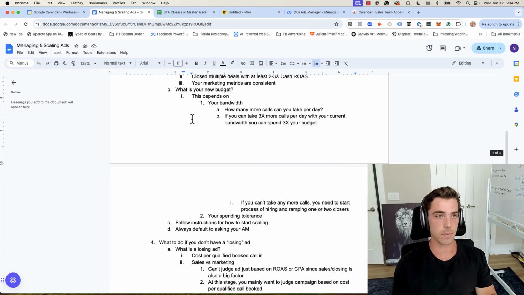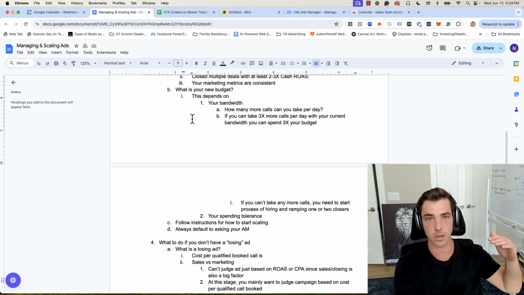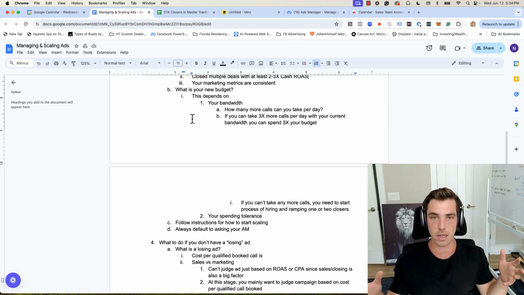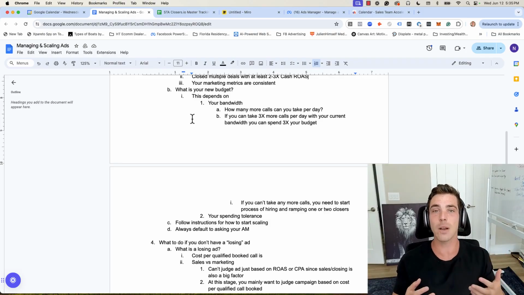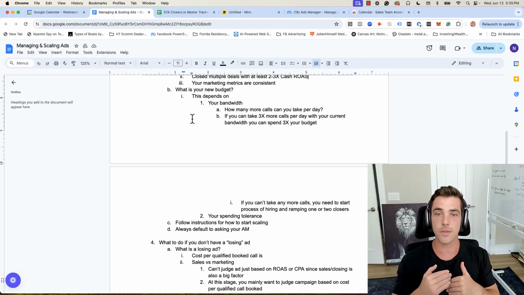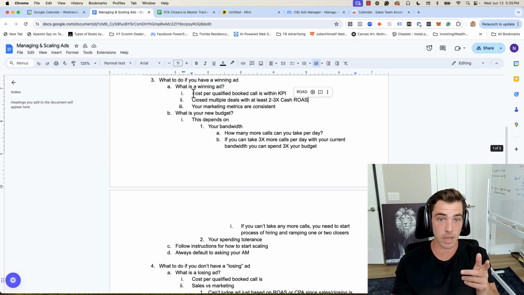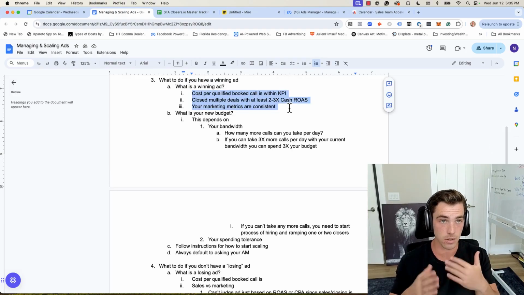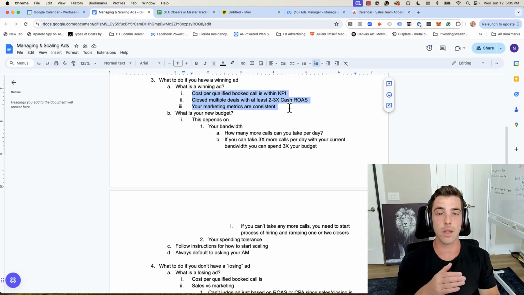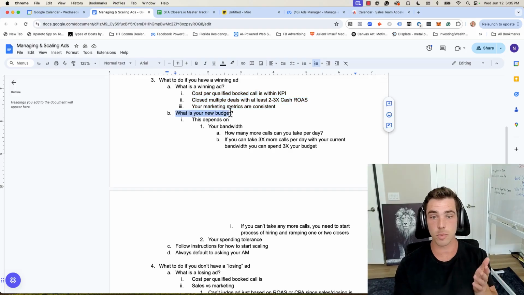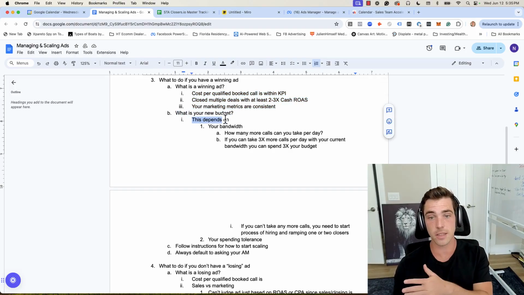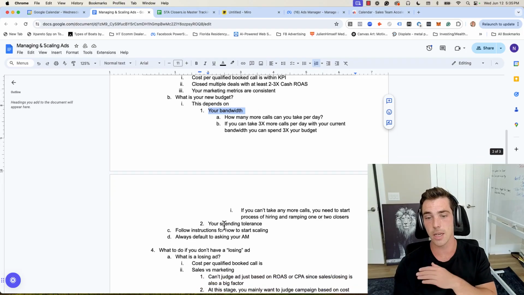So for example, if you have more room on your calendar to take more calls and your sales team has more bandwidth to take more volume, and you meet this criteria here and you've closed some deals and you're cash positive, then yes, you should scale spend. Okay, so the question is, what is your new budget? Okay, your new budget depends on, number one, your bandwidth, like I just said, and two, your spending tolerance.